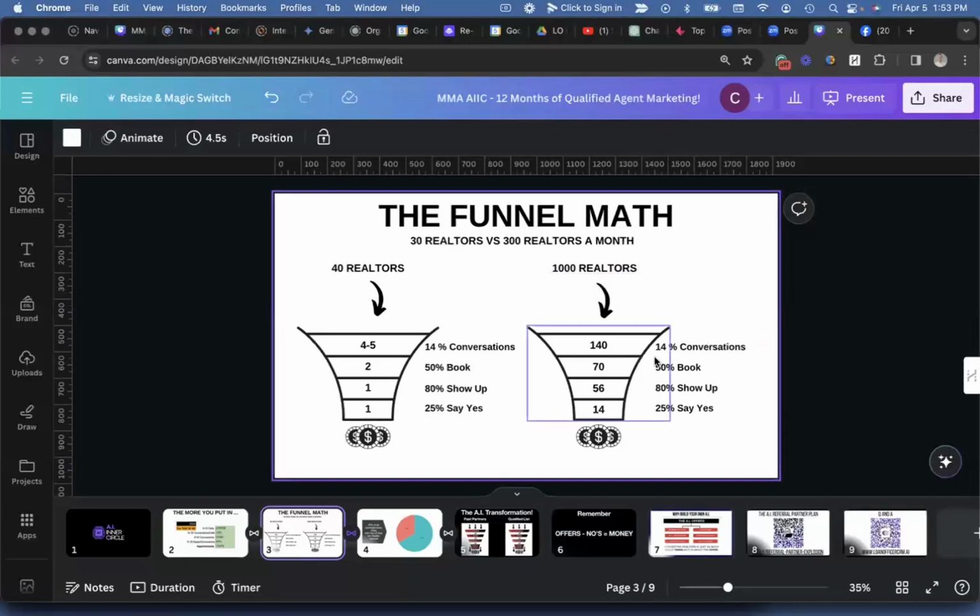Well, if you run the campaign once, the first time there's going to be 14% of those people that are going to have conversations with you. That's 140 conversations. Now, AI is having these conversations, and I'll show you that in just a second, or we'll talk about that in just a second.